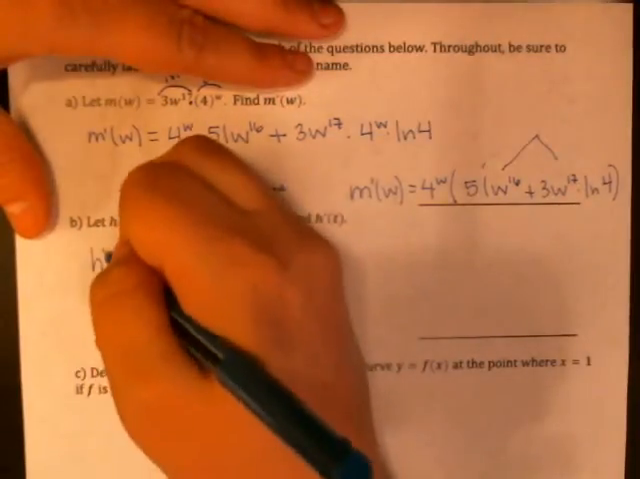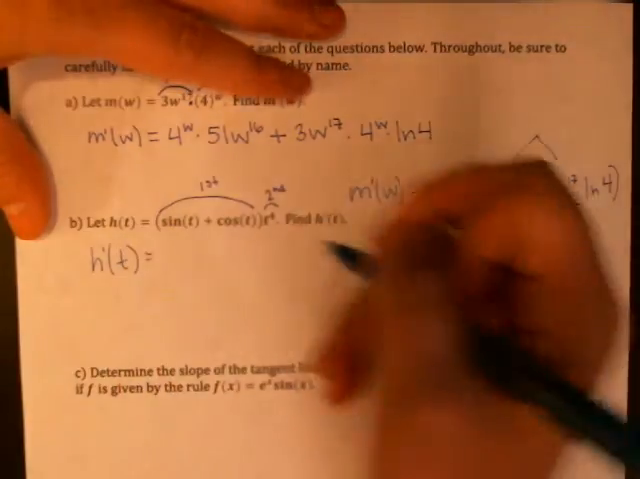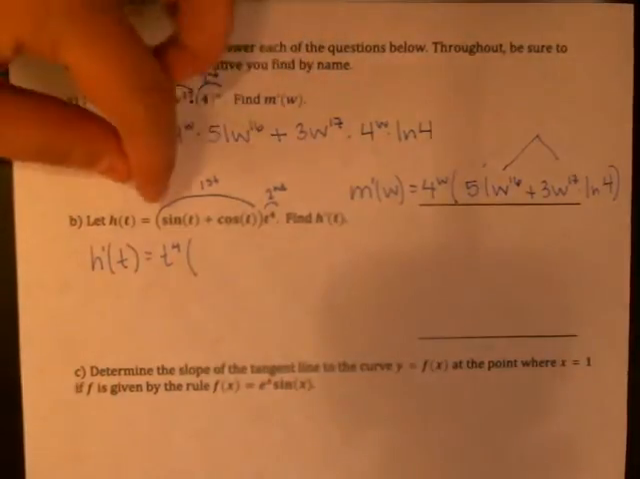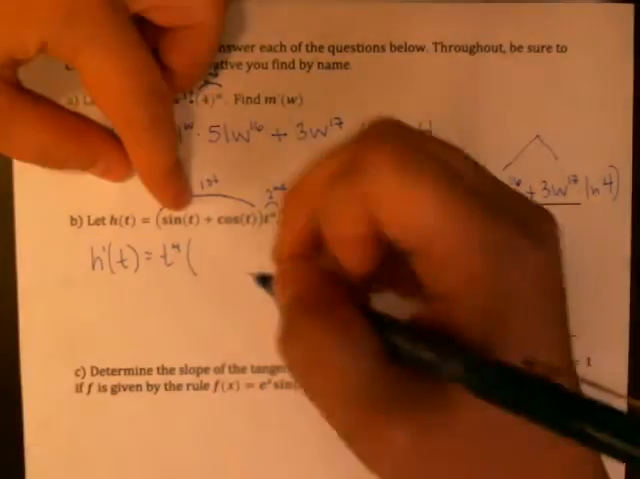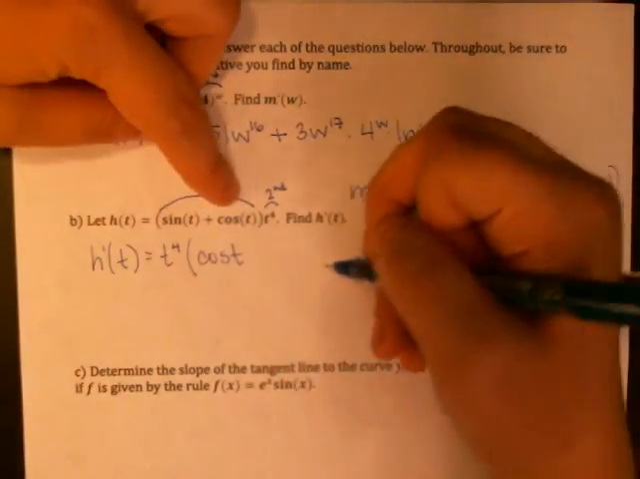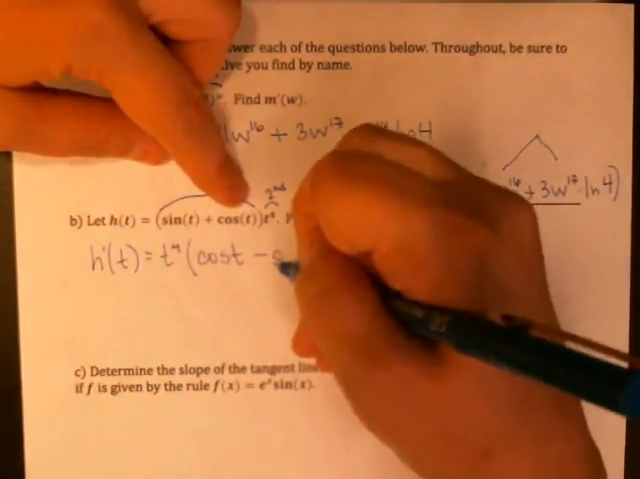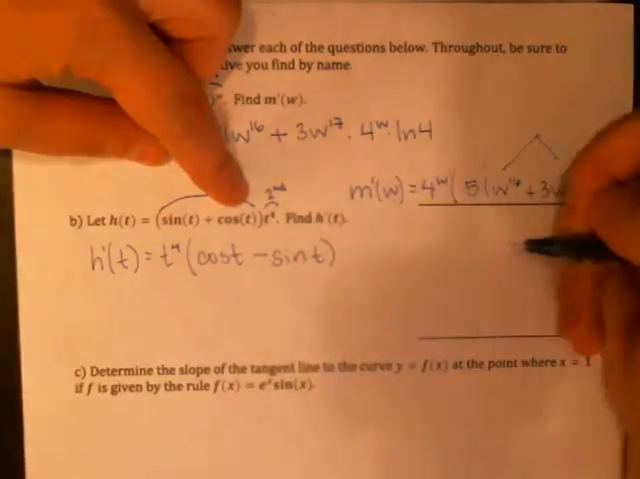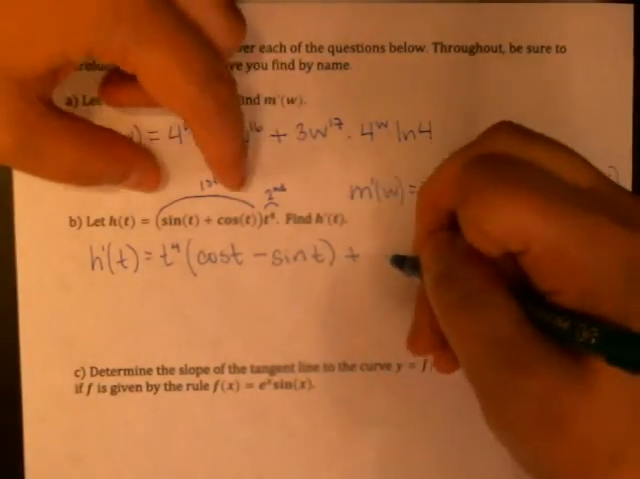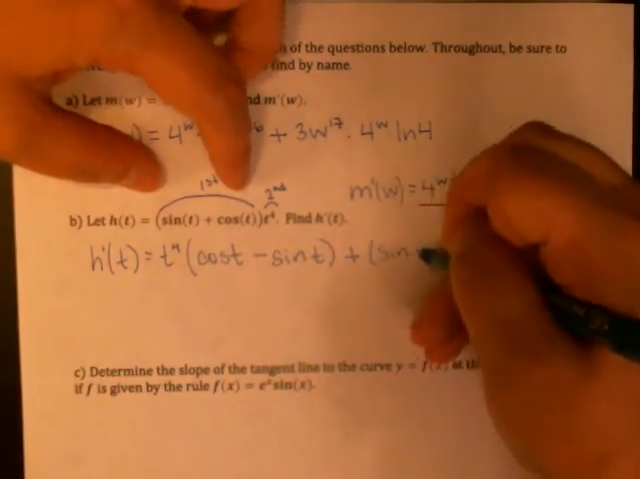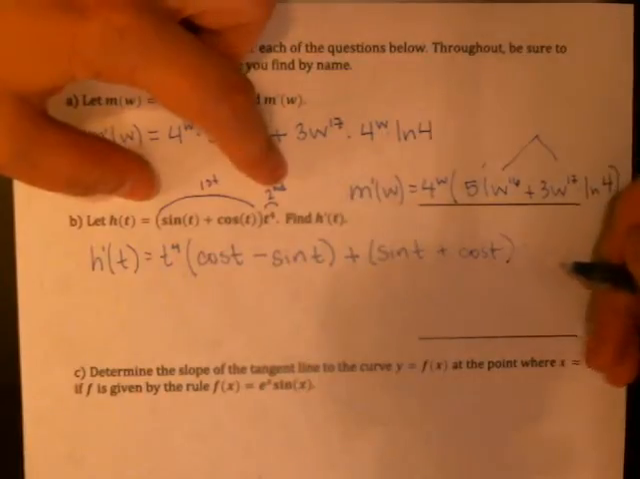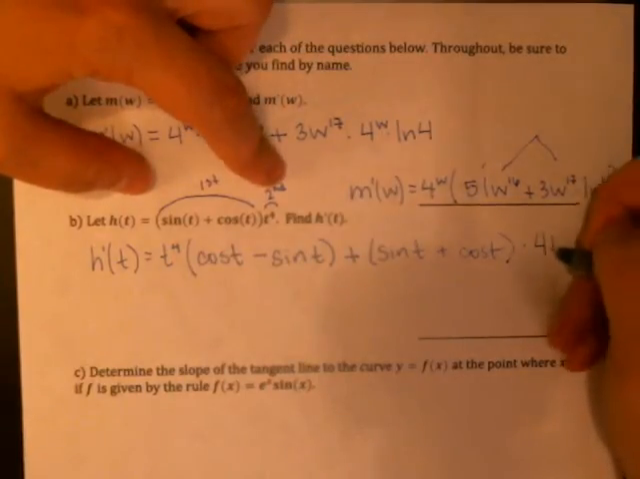So h prime of t is going to be second, t to the 4th, multiplied by the derivative of the first. So we're going to get the derivative of sine, which is cosine, plus the derivative of cosine, which is the opposite of sine. Okay, and then we need a plus the first times the derivative of the second. The derivative of t to the 4th is 4t cubed.